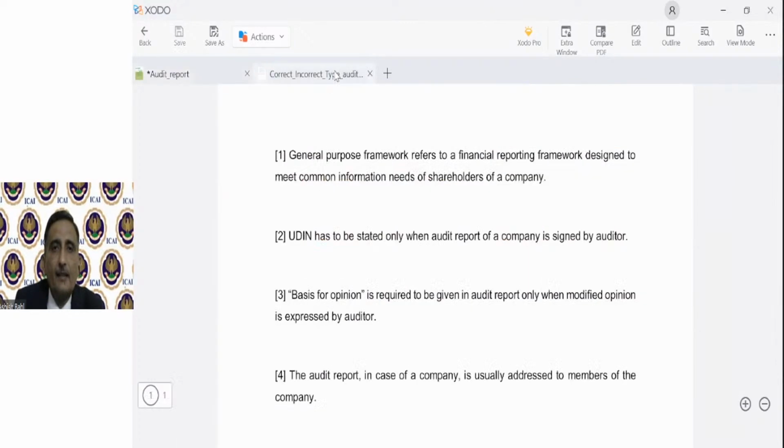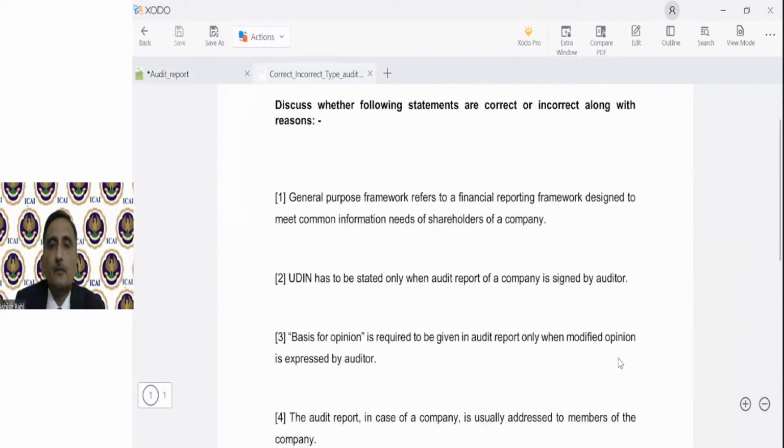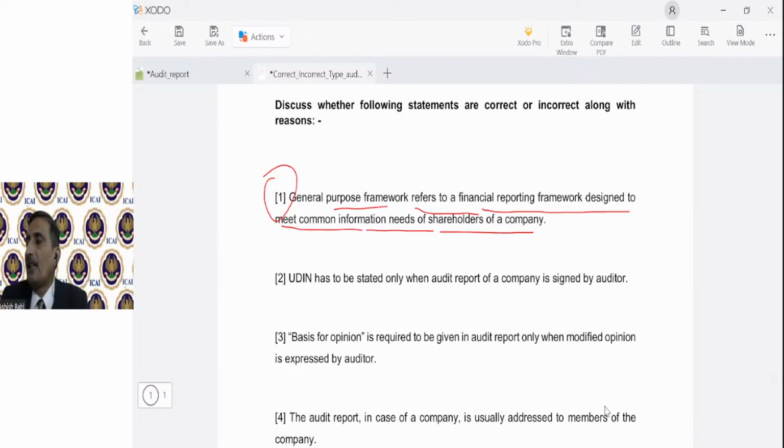Are you ready, guys, for some correct, incorrect type of questions? Yes, tell me. Question number 1. General purpose framework. Are you able to see, guys? General purpose framework refers to a financial reporting framework designed to meet common information needs of shareholders of a company. Is this correct or incorrect?